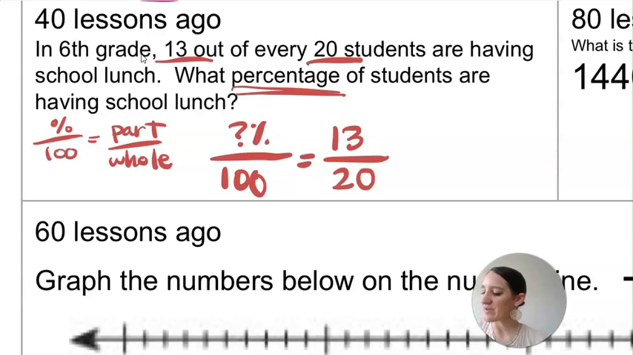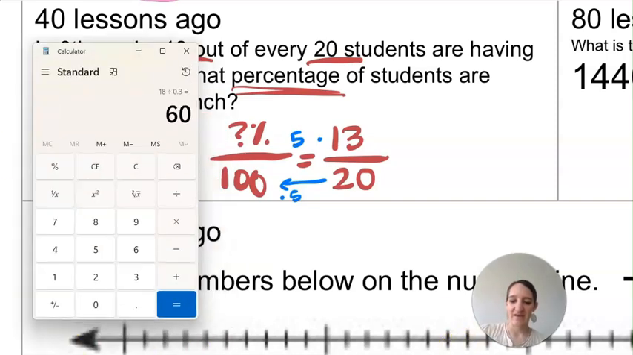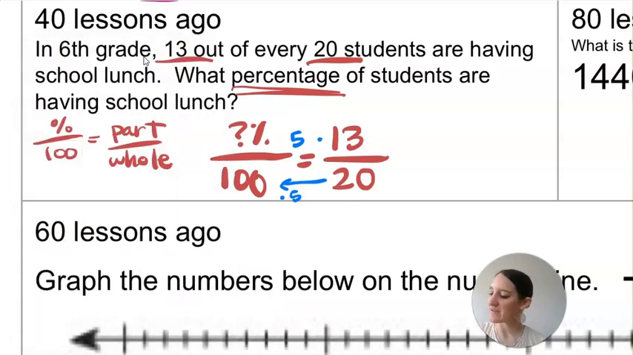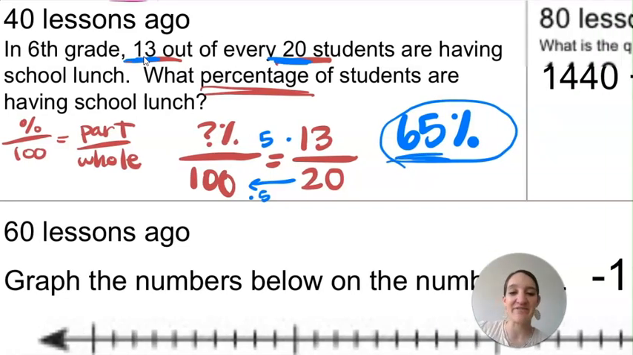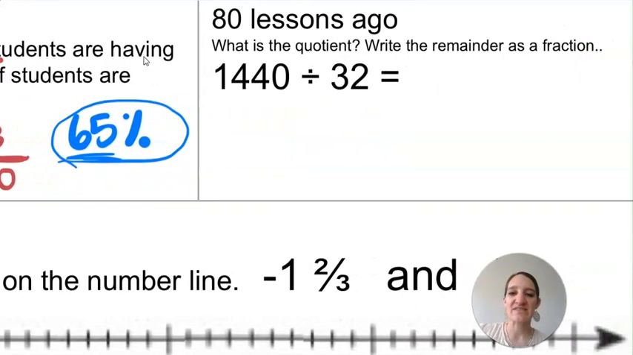So now I can be like, hey, look, I see a relationship here. I can times by 5. So then I do 13 times 5, and I get 65. 65%. That makes sense? Yeah, 13 is a little more than half of 20, and 65 is a little more than half of 100.